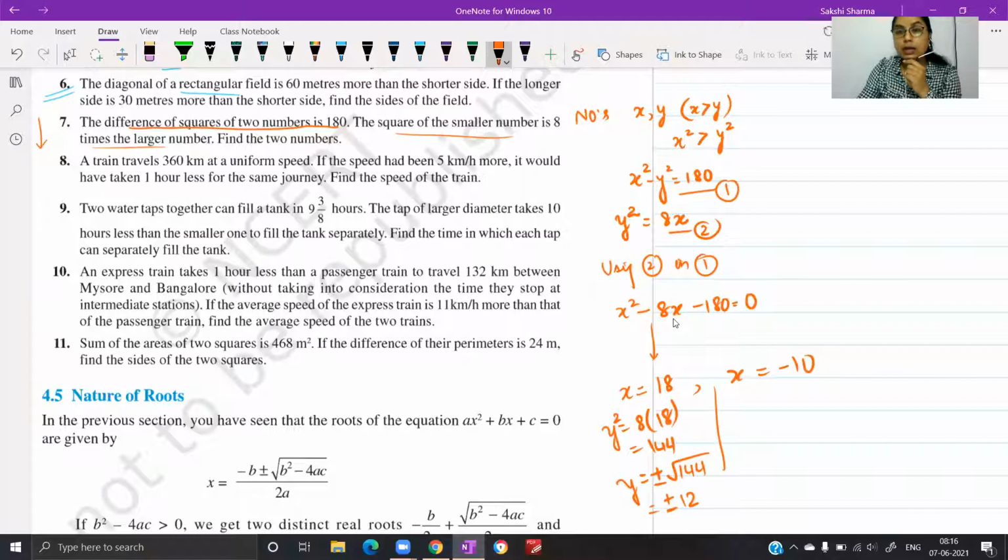And on the other hand, if you take x as minus 10, then y square comes out to be 8 into negative 10, which is minus 80. Here you know that square of any number cannot be negative. Hence, you reject this value.